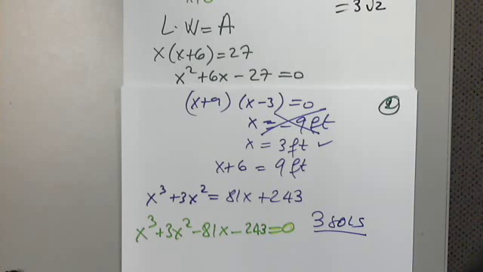Okay, so now what do I do? Yes, I have to have 0 on one side. So this is x cubed plus 3x squared minus 81x minus 243. When we move a term from one side to the other, we have to change the sign. And now I'm looking at how many terms? 4. What do we do with 4 terms?